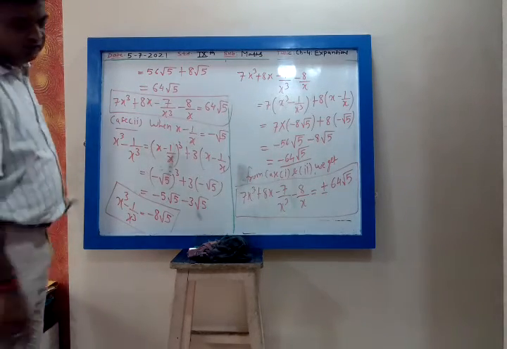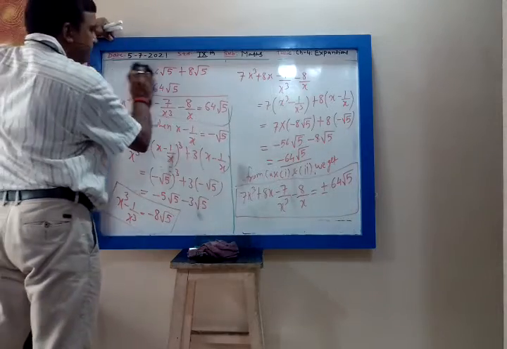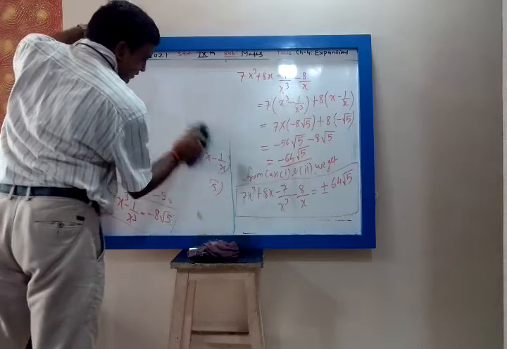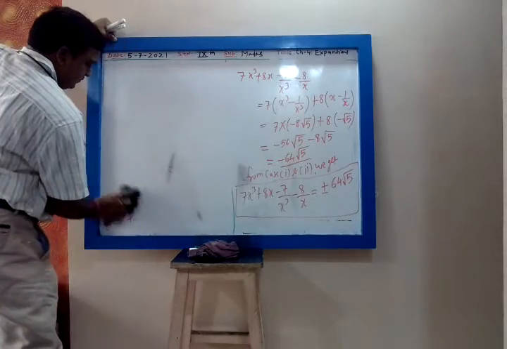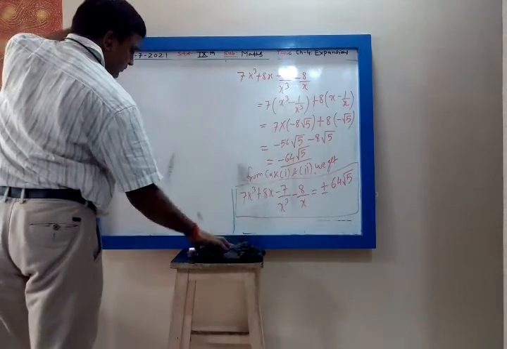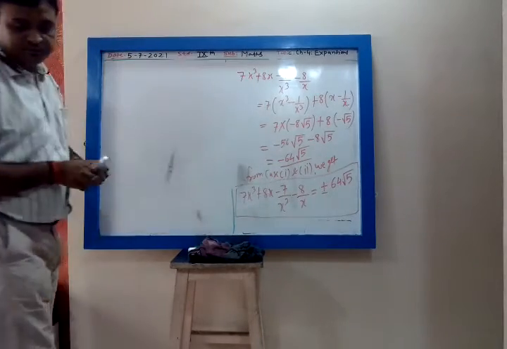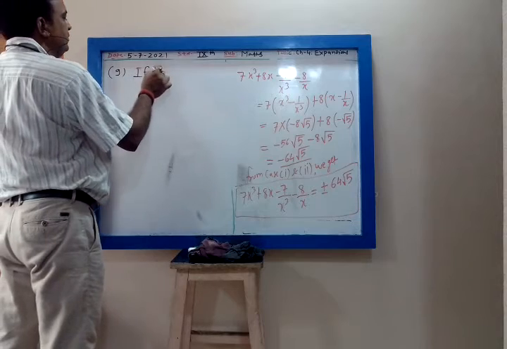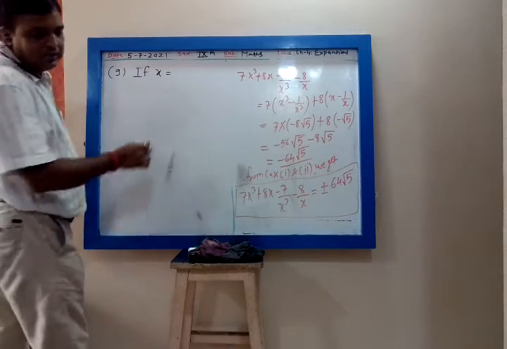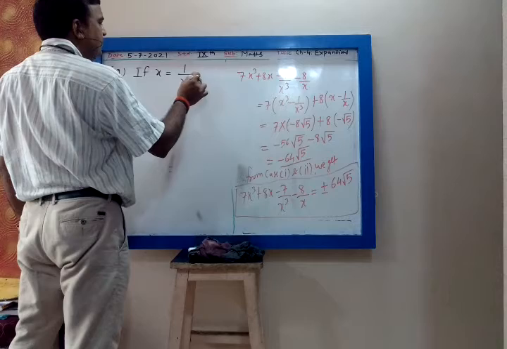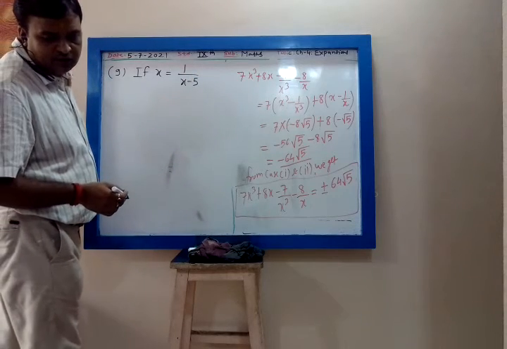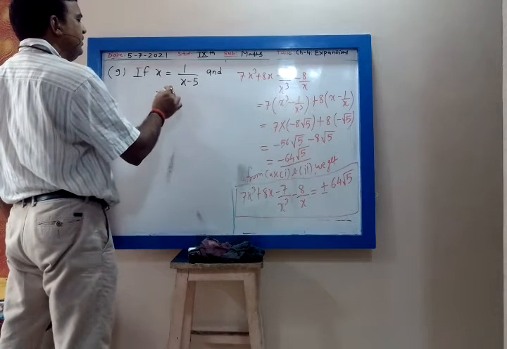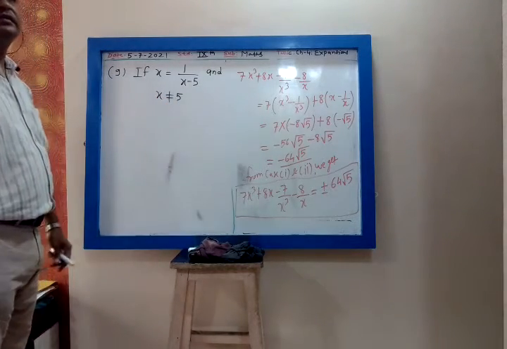Now, ninth one. We will see ninth one. If x is equal to 1 upon x minus 5, okay? And x is not equal to 5. Now can you tell me why it is given x is not equal to 5? Yes, anybody?